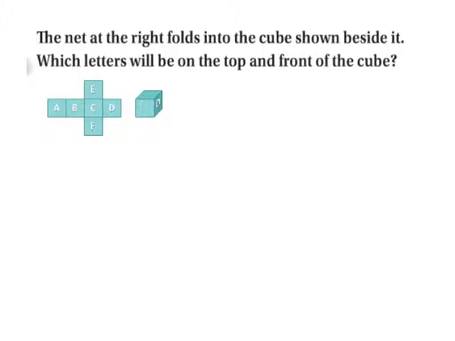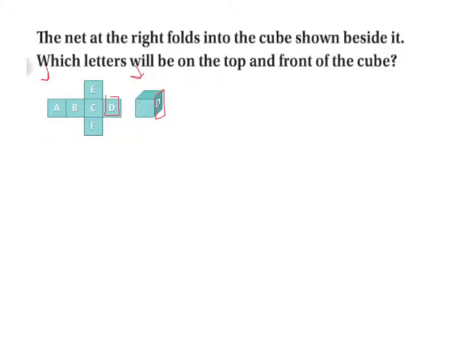Here I have a cube and I have my net. The net again would be if I were to unravel my cube and lay it flat on the ground. It says which letters will be on top and front of the cube. So this is giving me the hint that this is D. So this is this spot right here.